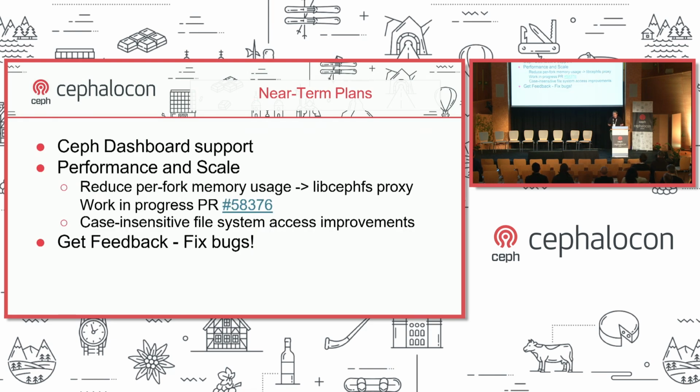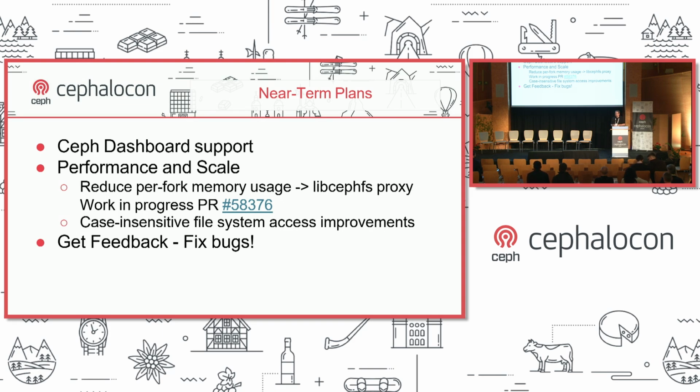So some of our near-term plans are to add dashboard support. We're also actively working on adding performance and scale to the system. Samba uses a forking model so that every time a new connection is created, Samba has a new child process. This creates a new connection to CephFS using libcephfs. This is a particularly memory-hungry operation.